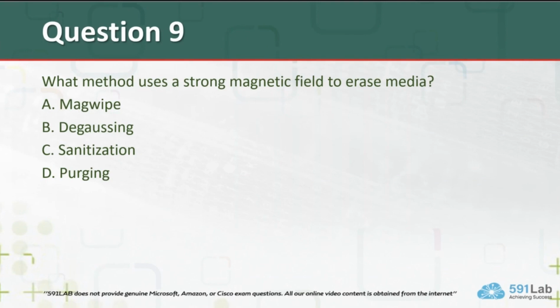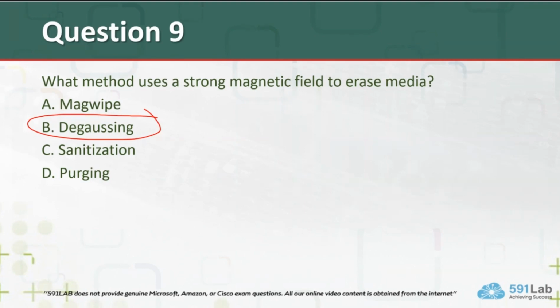Means that this methodology is only applicable or effective with hard disk drives. It's not effective with SSD, solid state drives. So actually the name of this process is degaussing. Degaussing is using a strong magnetic field to erase magnetic media. Mag wipe is a made-up term. There's no such thing as mag wipe.